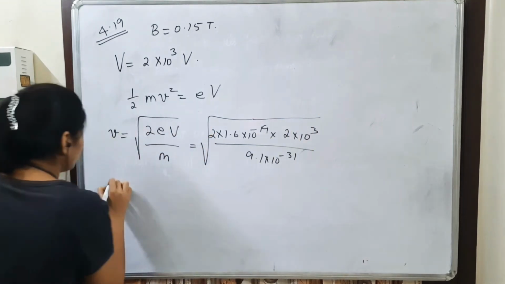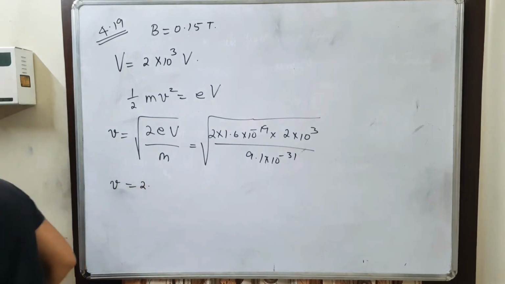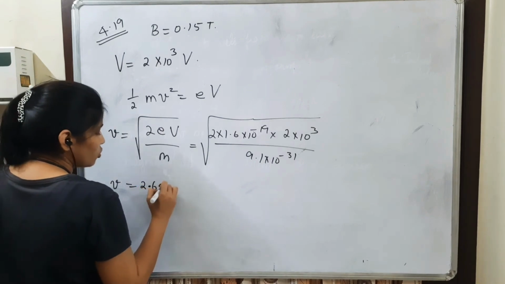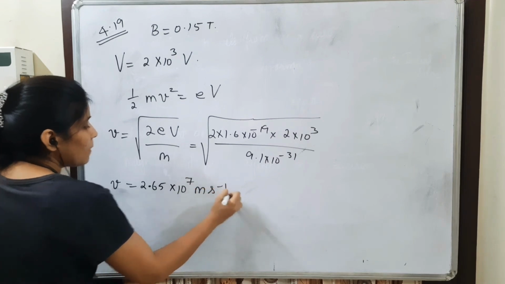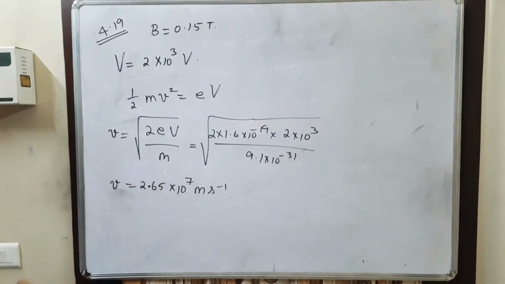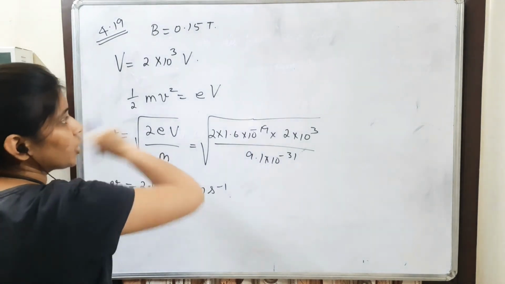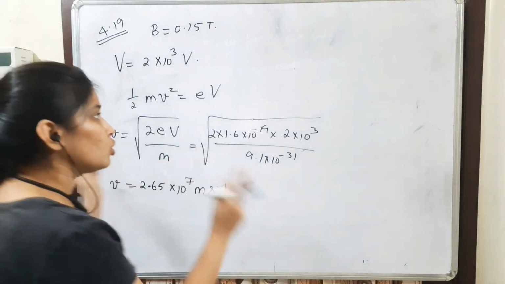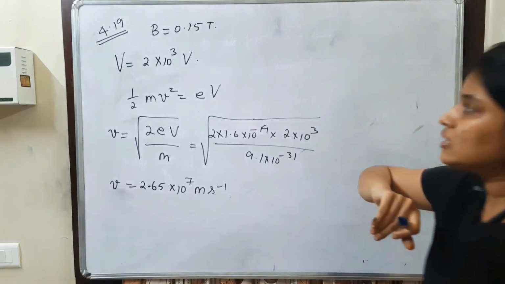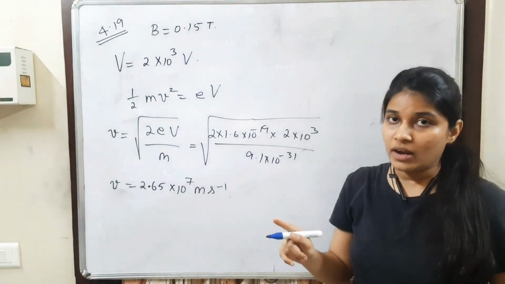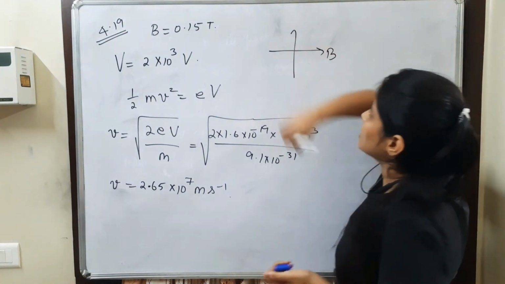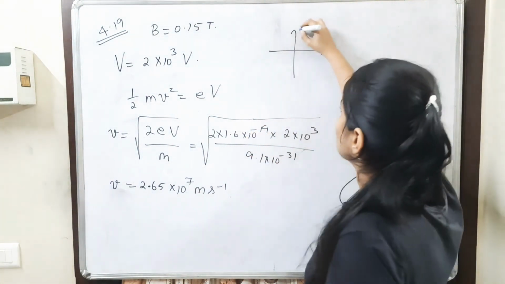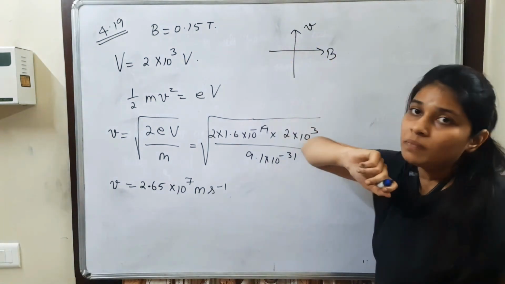Once you calculate this, your answer is 2.65, I think. Yes, you calculate it using the log book or calculator. 2.65 into 10 power plus 7 meter per second. So with this high velocity, the electron is ejected in the presence of a magnetic field in two different cases. In the first case, they are sending it transverse to the magnetic field, meaning if the magnetic field, let us say, is in this direction, then the electron is sent in a perpendicular direction. The velocity of the electron is along the perpendicular to the magnetic field.